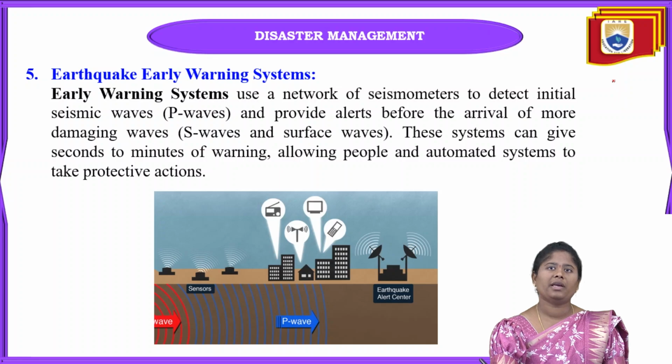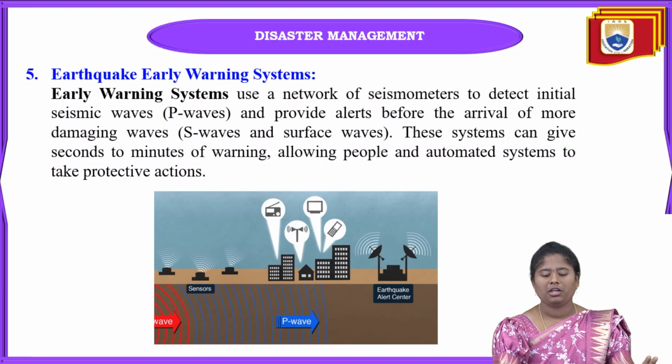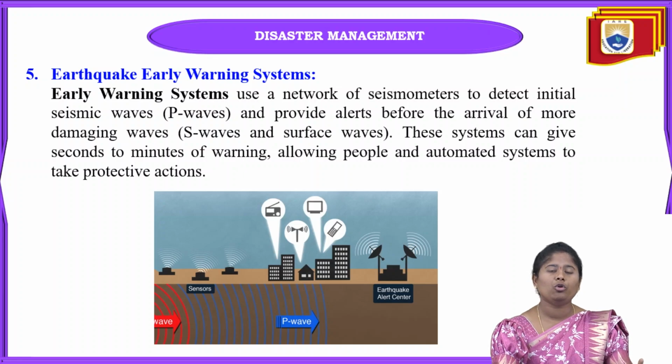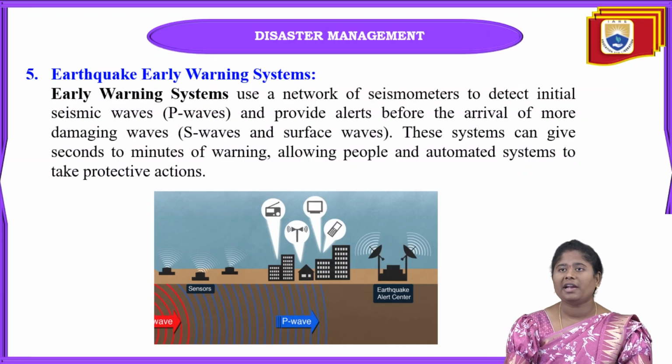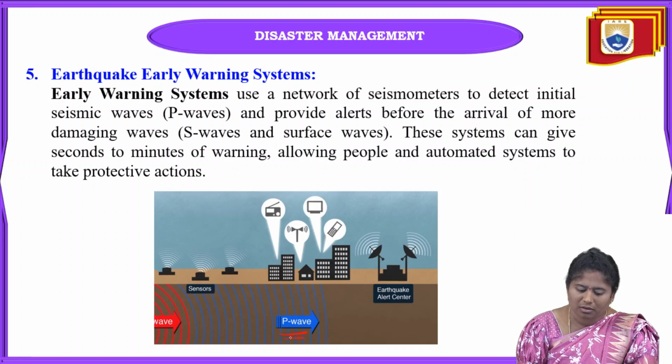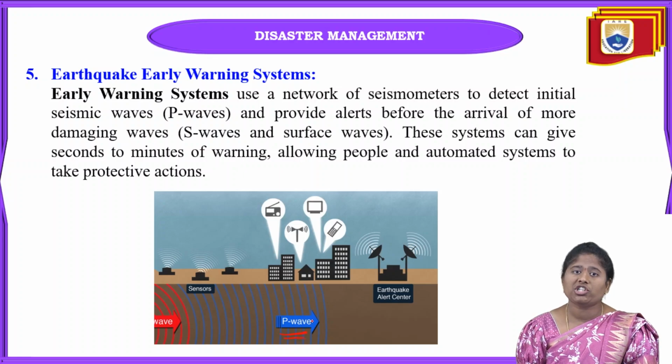Next one is the earthquake early warning system. In this one, it is nothing but the use of a network of seismometers. These seismometers, what they will do means, firstly, they detect the initial seismic waves, nothing but the P waves. Here you can see these P waves are called the initial seismic waves, and these P waves will automatically provide alerts before the earthquake occurs.